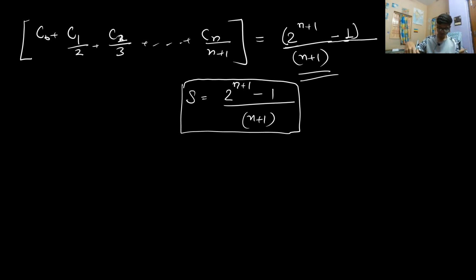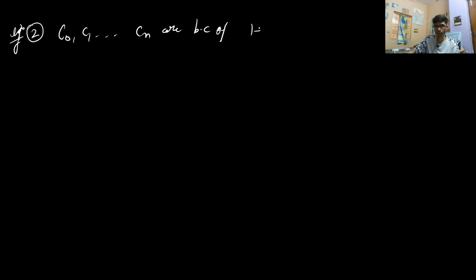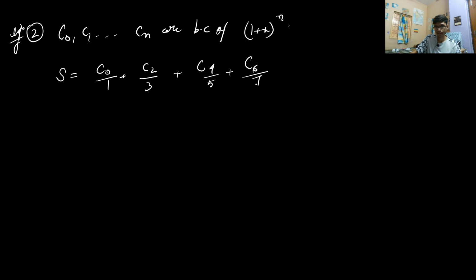Now let us move further and try out some other problems. So I will take up another example to illustrate what you have learned up till now. Let me take up the second example. It's again said that C0, C1 and Cn are the binomial coefficients of the expansion of (1 plus x) to the power n. The series that is asked in the problem is basically C0 by 1 plus C2 by 3 plus C4 by 5 plus C6 by 7, and so on up to Cn by n plus 1 if n is an even number. So what you can see is that all the even lower indices of the binomial coefficient are present in this particular series.